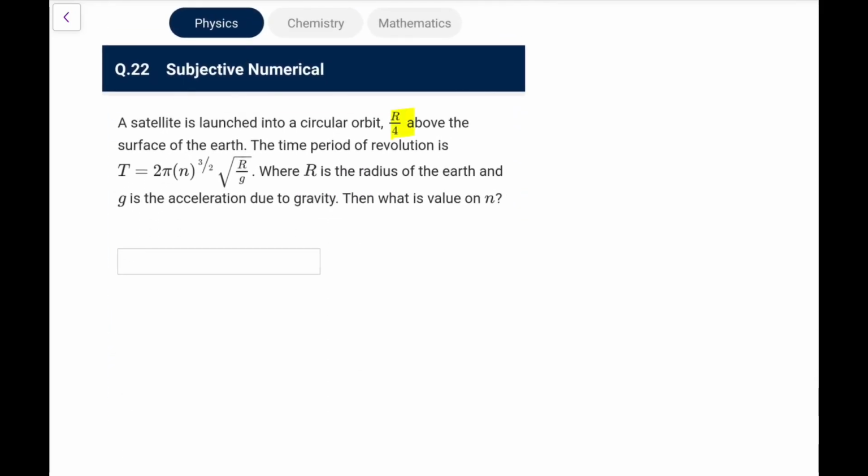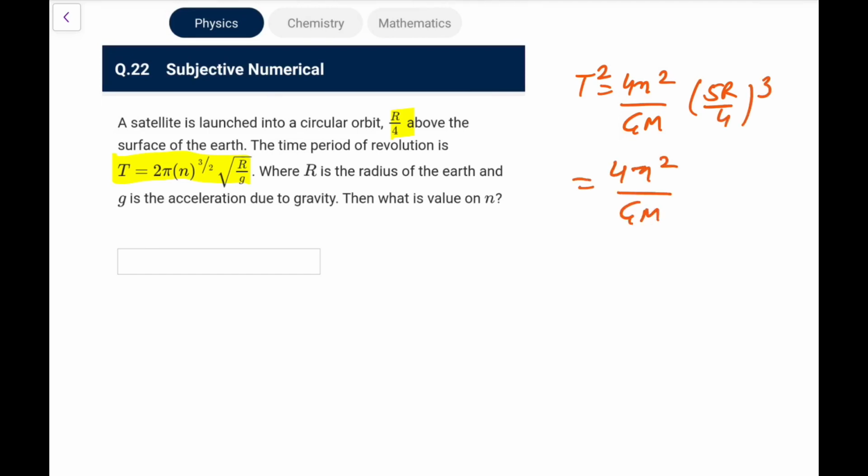Satellite is launched into a circular orbit r by 4 above the surface of the earth. The time period of revolution is this. So what we have, we can directly say T square is 4 pi square GM by r cube. So r cube would be 5r by 4 whole cube. So it is 4 pi square GM, it is 125 r cube upon 64. That is what we are getting.